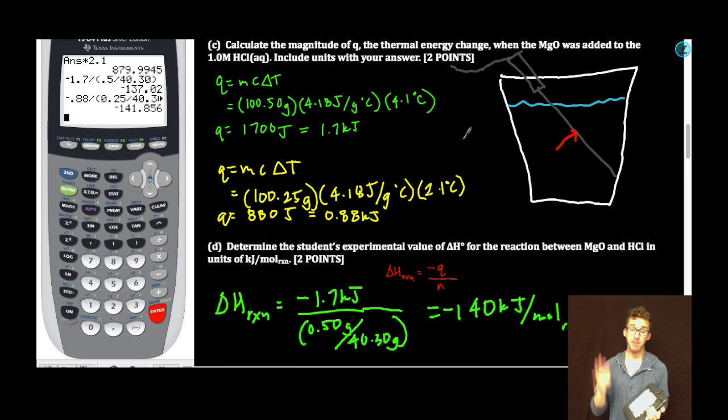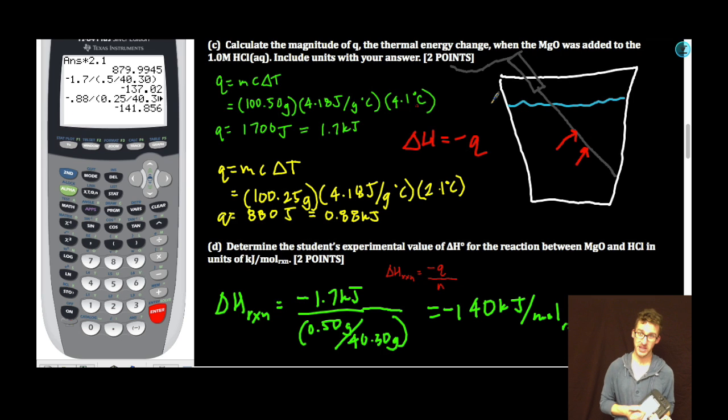All right, let's step back and just recap. In part C, you're asked to calculate the magnitude of Q, or thermal energy change. We ended up with a positive value. And again, think of it as our thermometer absorbing heat. So we would expect a positive Q value here. The enthalpy change for the reaction is going to have the same magnitude, but the opposite sign. Again, think of it, thermometer absorbing heat, which is why we got that positive value. The reaction itself is releasing heat. So we would expect a negative value for the enthalpy change of reaction.